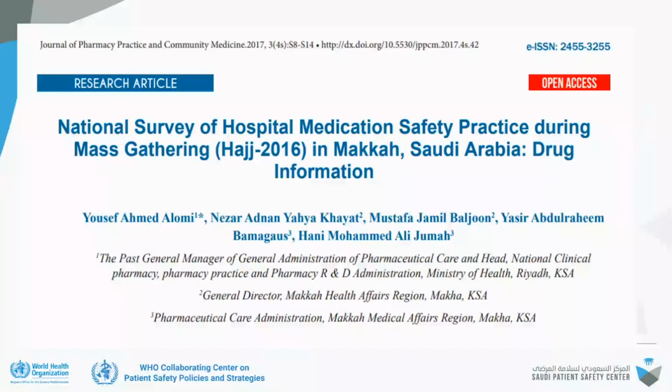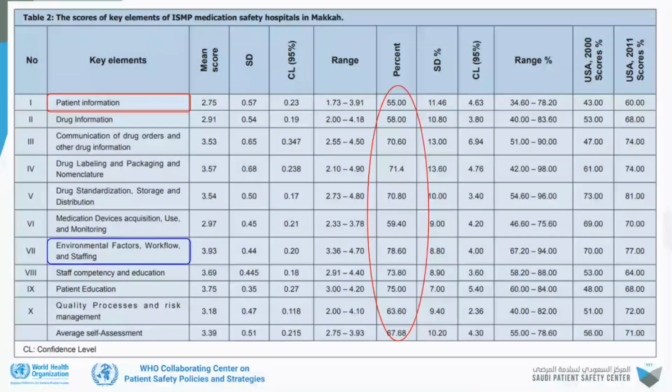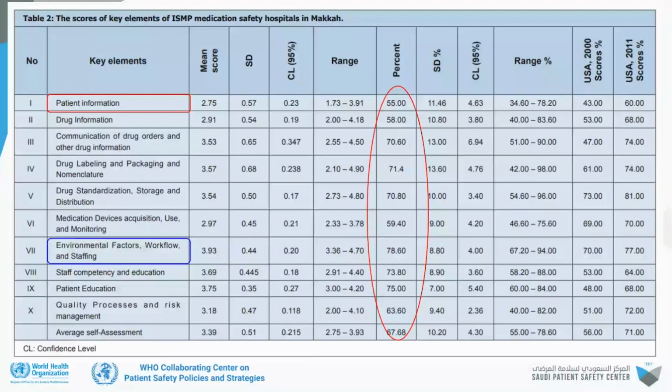And we also did it during the Hajj period, the same thing. We found patient information had the lowest percentage because, you know, the Hajj receives annually millions of pilgrims coming to Mecca. The problem is that you cannot determine all the patient information for millions within 5-10 days. It's impossible. This is something incredible, and due to that, you can easily miss it, giving a low percentage. If you compare it with environmental factors and workflow staffing, it was very high.